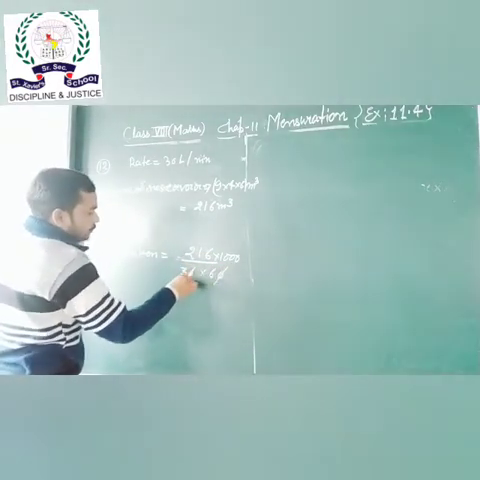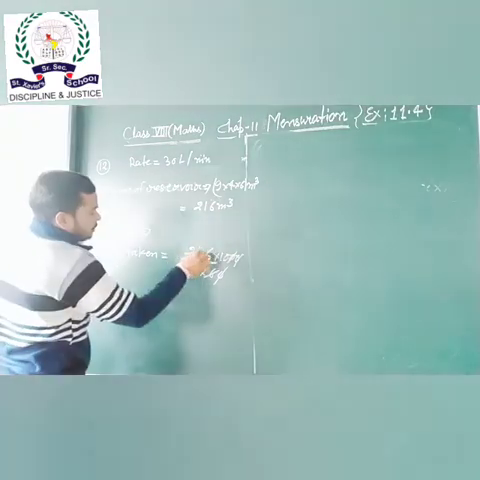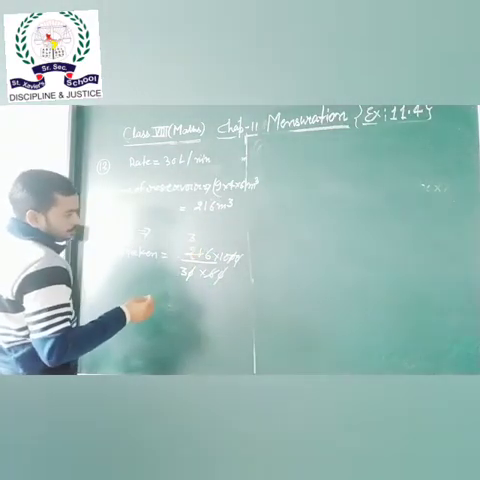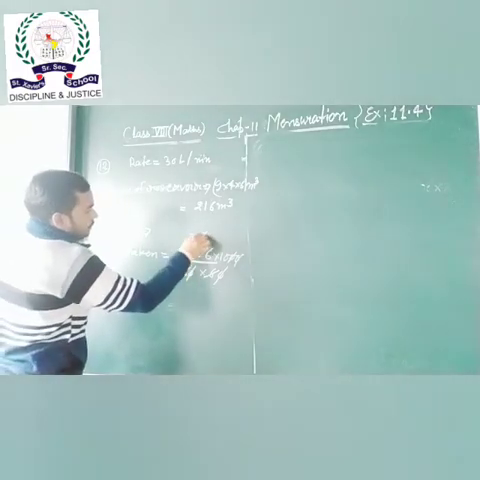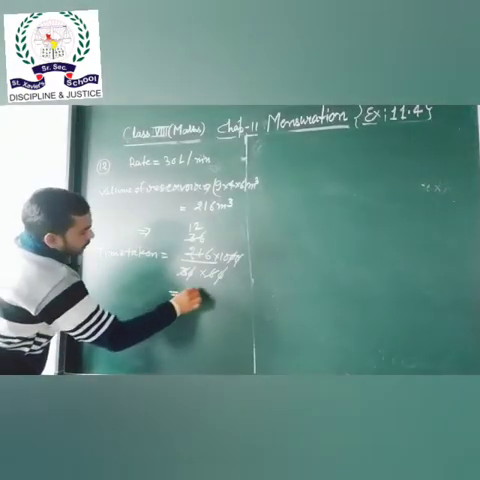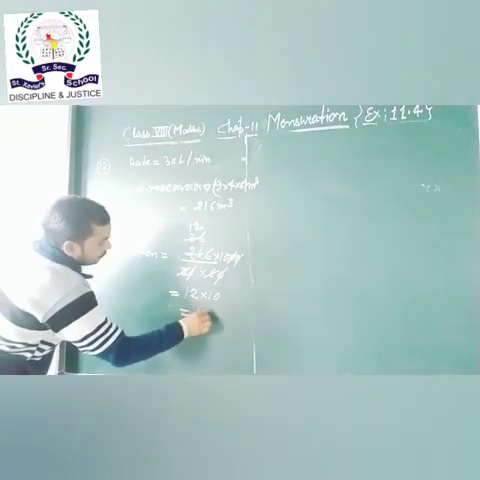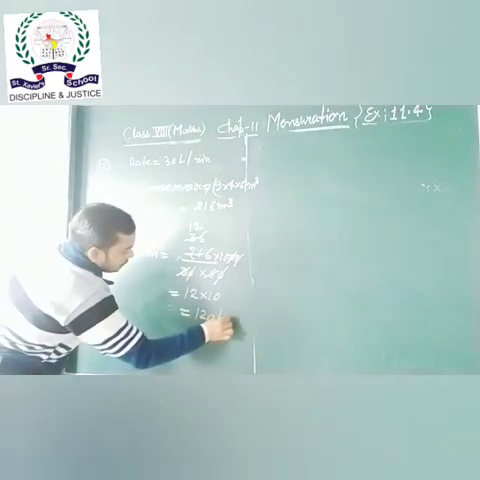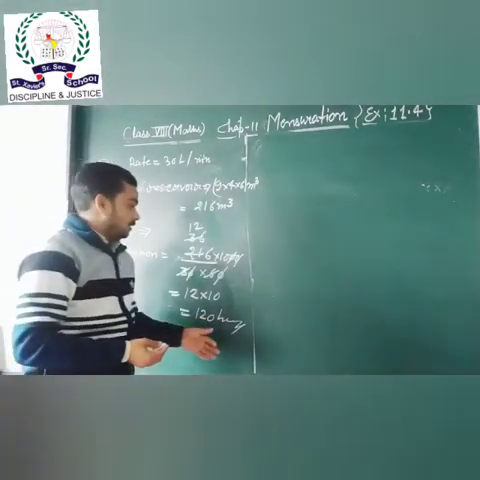Would you divide by 2 zeros? 6 3 18, 6 6 36, 3 1 3, 3 2 6. So we have 12 into 10, then 12 10 120, 120 hours. So time taken by reservoir equals 120 hours.